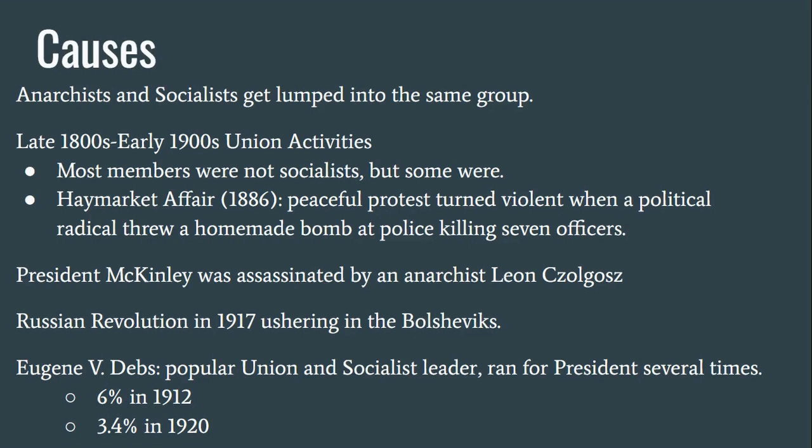In 1901, President McKinley was assassinated by anarchist Leon Czolgosz. Again, another bad mark for immigrants and political radicals. During World War I, the Russian Revolution occurred, which ushered in the Bolsheviks, who brought communism to that state and assassinated the Tsar. Also, back in the U.S., there was a fairly popular Union and Socialist leader named Eugene V. Debs, who ran for president twice, and as you can see, received a significant amount of votes.